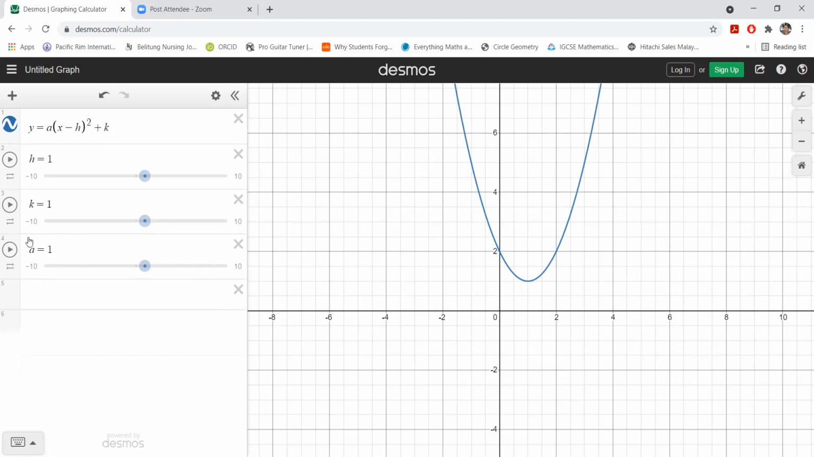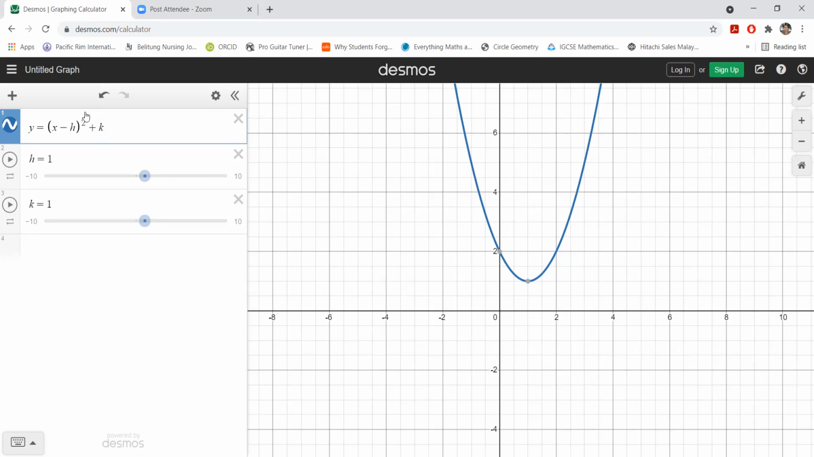What I'm going to do with the A, I'm just going to delete the A out. So we're just going to let A be 1. You see, A is 1 here. So I'm going to cancel the A. I'm just going to let that be 1. We're not going to play with that today. So let's delete that one. And then we've got this equation here. So we've got x minus h squared plus k. So this is called the vertex form of the parabola, the vertex form.